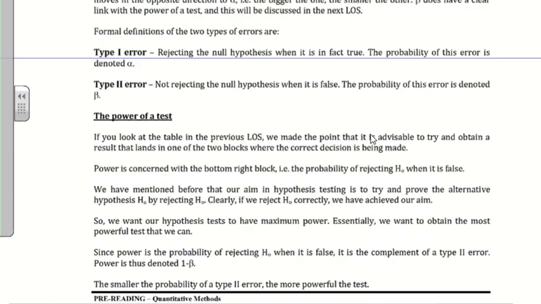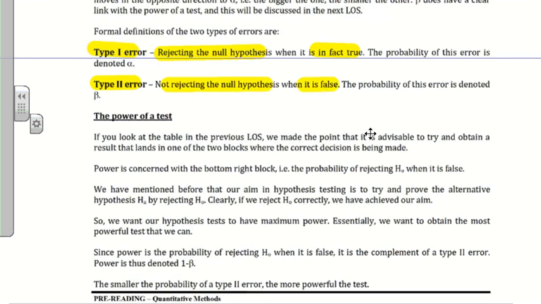Okay, we move down over here, and just if you wanted a bit of a formal look, type 1 error is I reject the null when it's true. In other words, I shouldn't reject it. Type 2 error is I don't reject the null, and I should have because it's in fact false.